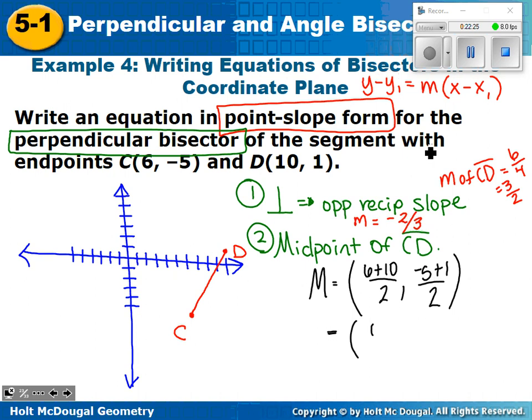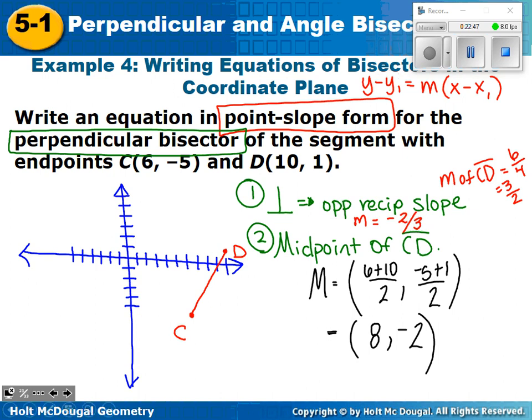So 16 over 2 is 8. Yes, negative 4 over 2 is negative 2. Remember, these are not your answers. Your final answer is supposed to be the equation in point slope form, so all you have to do is substitute in your slope, substitute in your x1, and substitute in your y1, and then you'll be done.